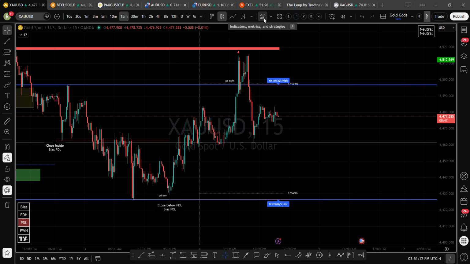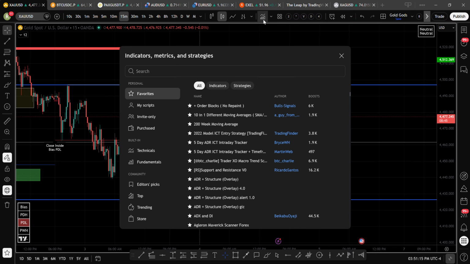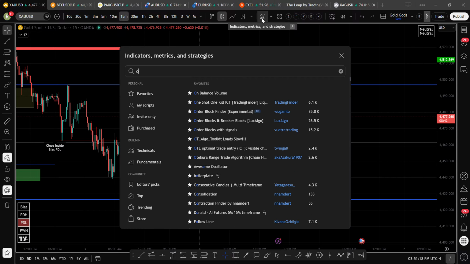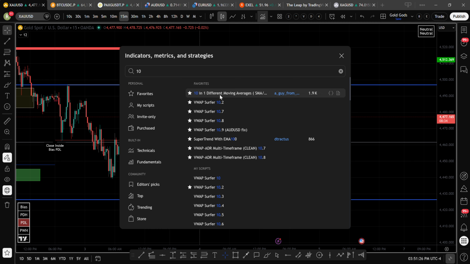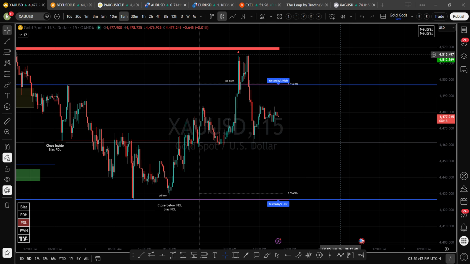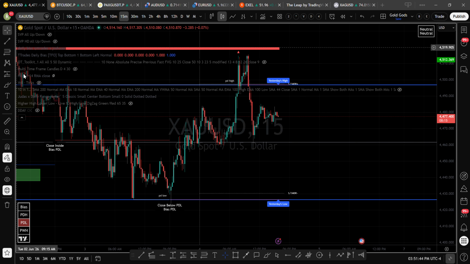So we're going to come up to the indicators and we're going to type in 10 and 1, the numeral 10 and 1 different moving averages, right? So we go there, we type that, and that will bring up the 10 and 1 different moving averages. I already have it here. So let's go to the cogwheel.